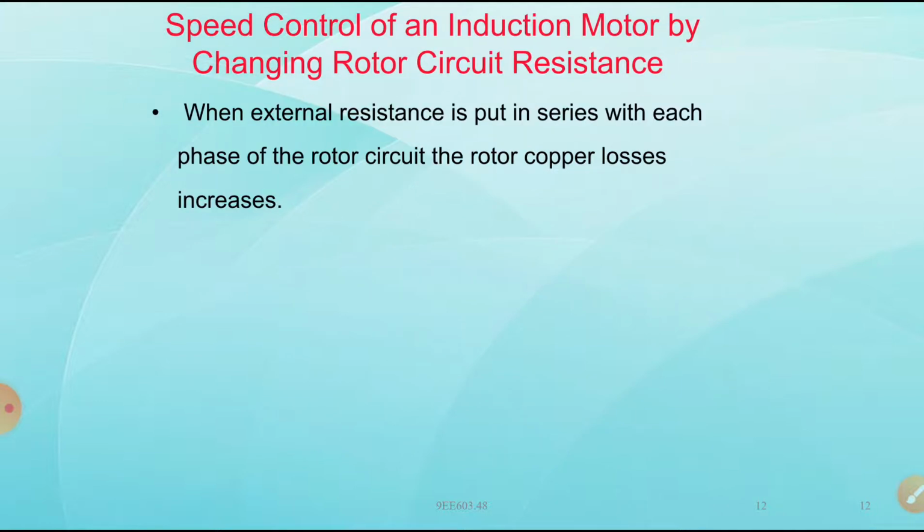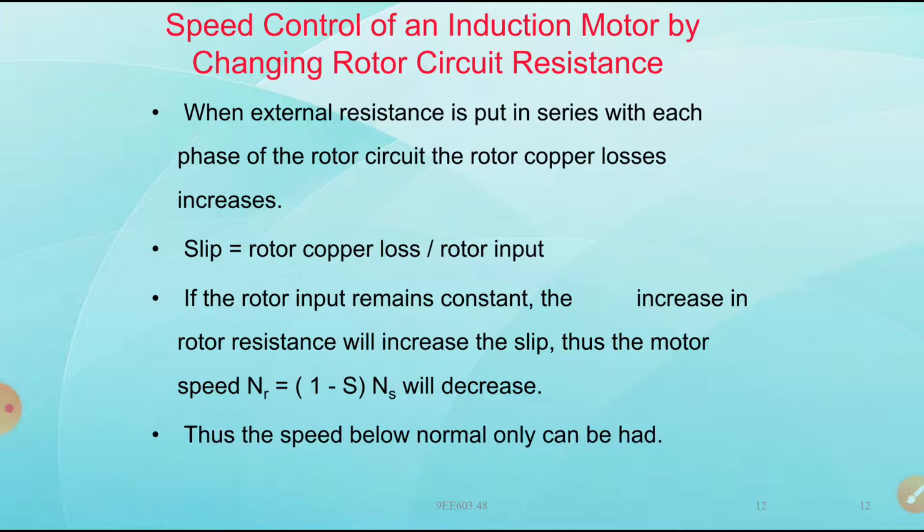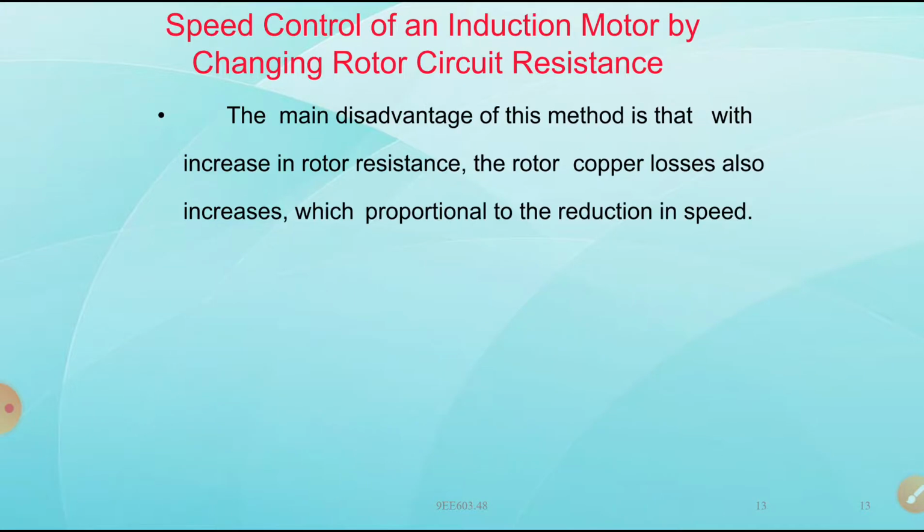When external resistance is put in series with each phase of the rotor circuit, the rotor copper losses increase because of the 3 I square R losses. Slip is equal to rotor copper loss divided by rotor input, as we already know. If the rotor input P2 remains constant, an increase in rotor resistance will increase the slip. Thus the motor speed NR = (1 - S) NS will decrease. Only speeds below normal can be obtained in this case.